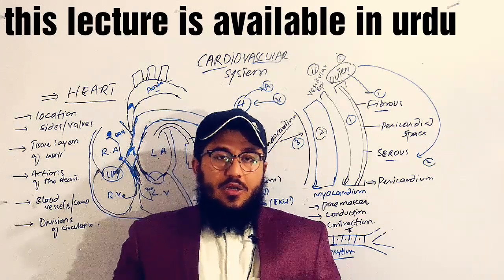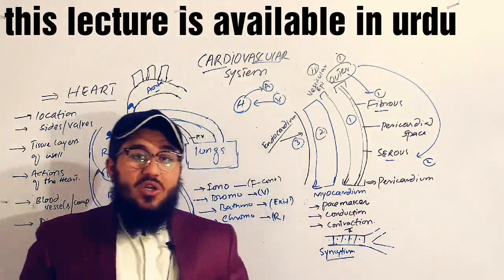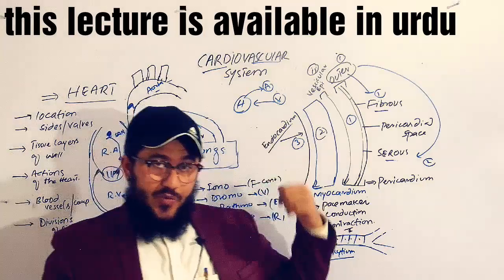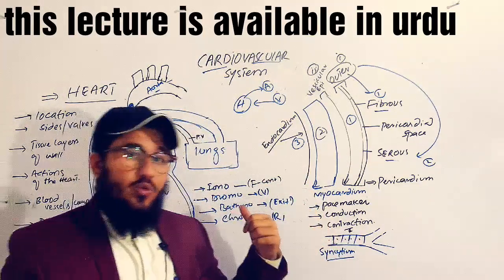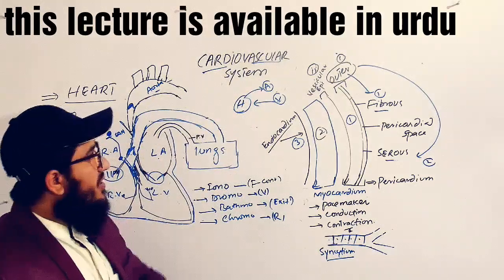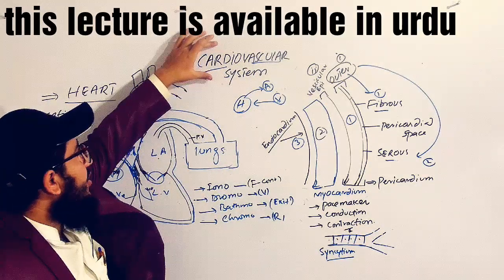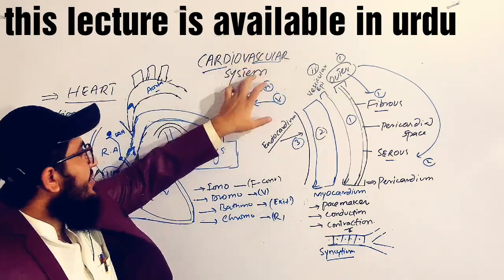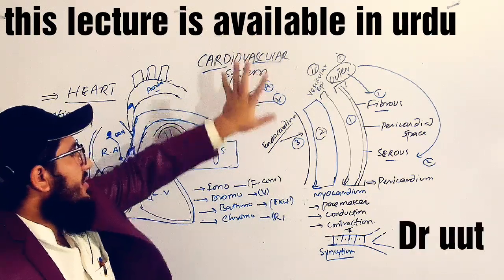Today we are going to talk about the physiology of the cardiovascular system. This video is in English and available in Urdu. You can search it out. So, what is the cardiovascular system? First, as the name indicates, cardio and vascular means this system is composed of the heart and the blood vessels.